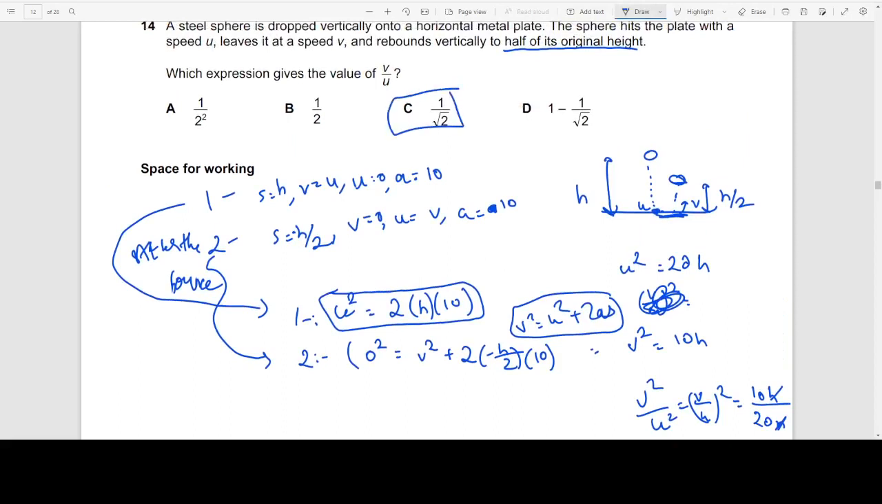This was an interesting question, to be honest, but we just have to use this v square equals u square plus 2as formula for the moment before the bounce and for the journey after the bounce of the ball.